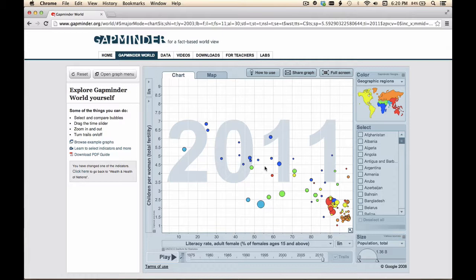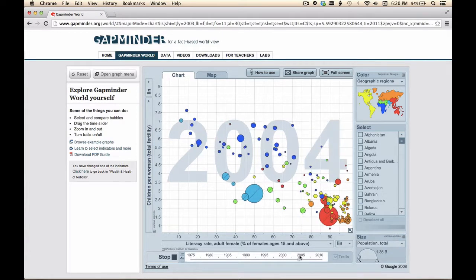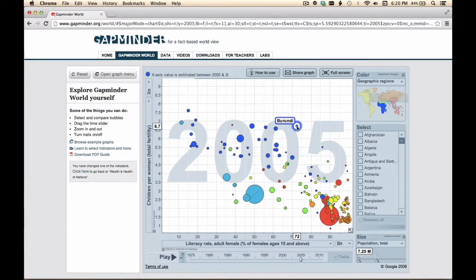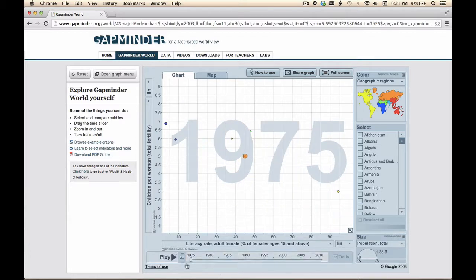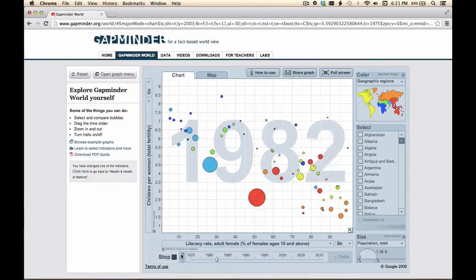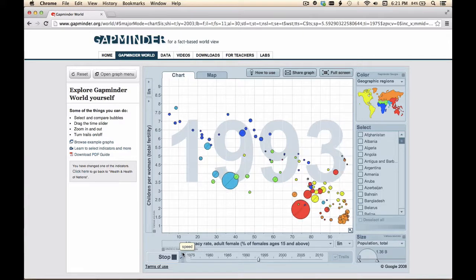And what we see here is clearly a negative association between these two variables. It's also linear. We've got both axes linear, and it's moderately strong. There's a fair amount of scatter. We see, for example, that some countries might have a high literacy rate for female adults and also have a high fertility rate for those females. But overall, from 1975 on, there's a very clear negative association between these two variables.